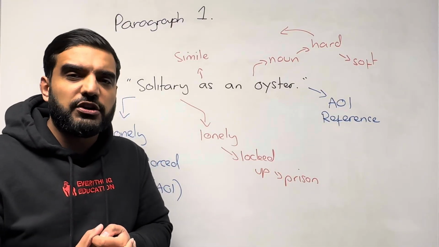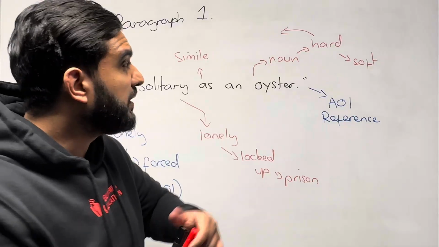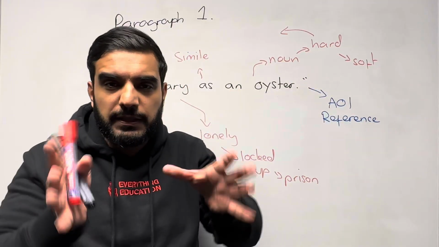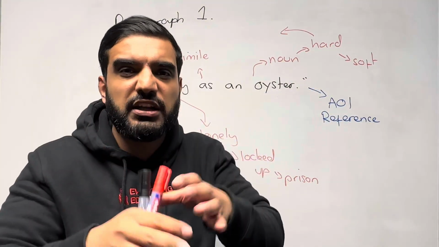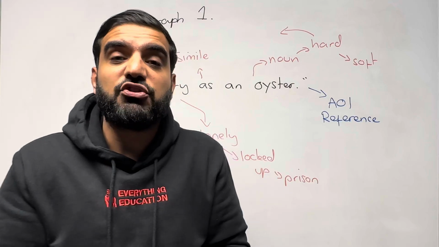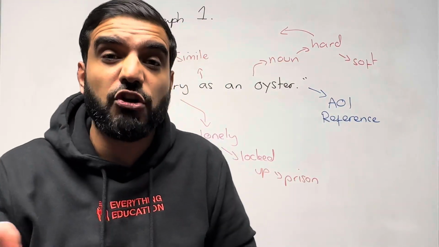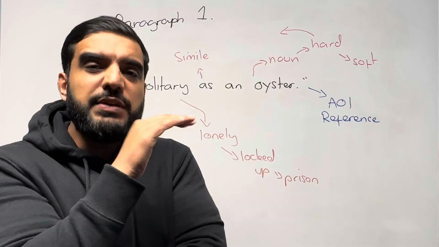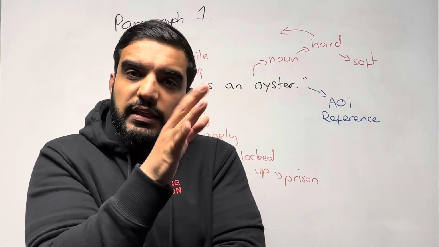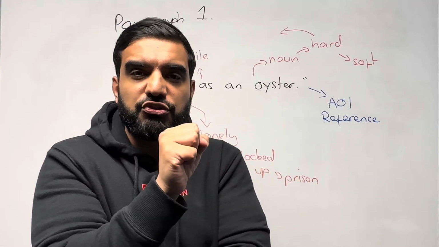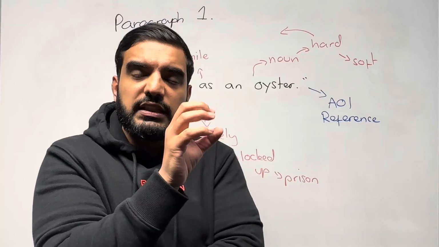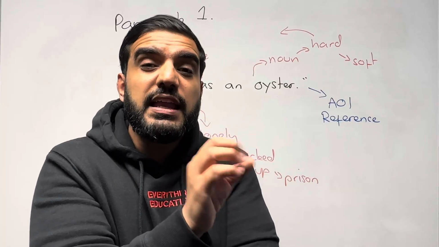Why is an oyster shut off from the rest of the world? It's because it has a hard outer shell. Now, we can't say that Scrooge has a literal hard outer shell. It doesn't make sense. It's not correct. So what could be this outer shell that's confining Scrooge, that's controlling Scrooge, that's making Scrooge behave in a particular way?